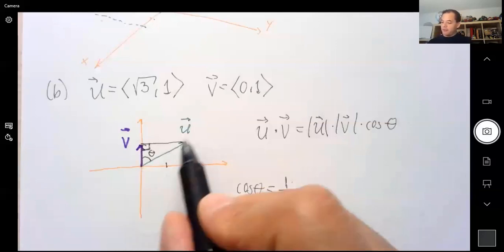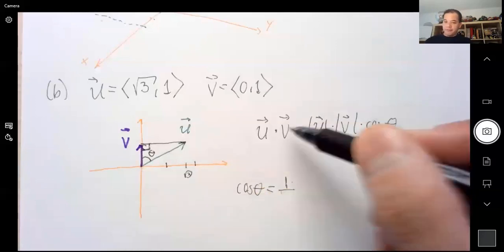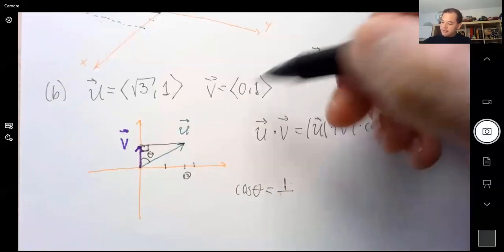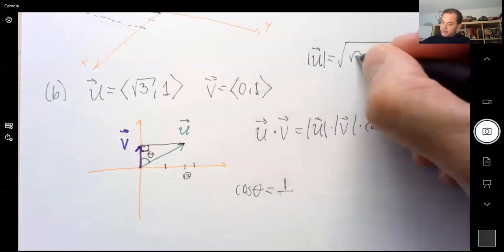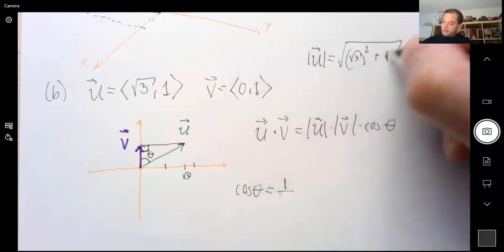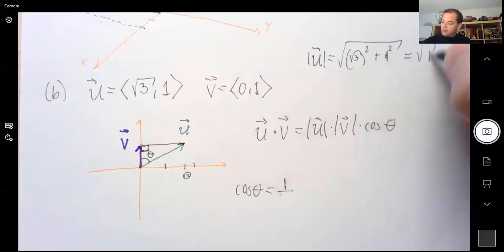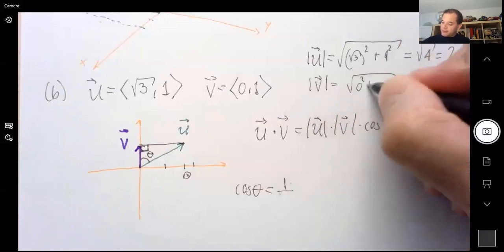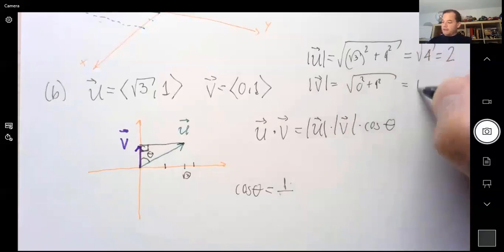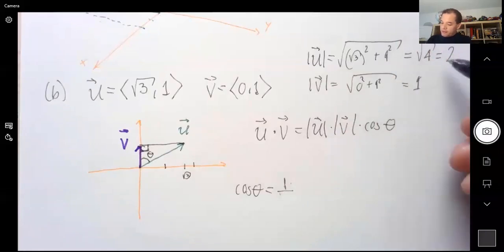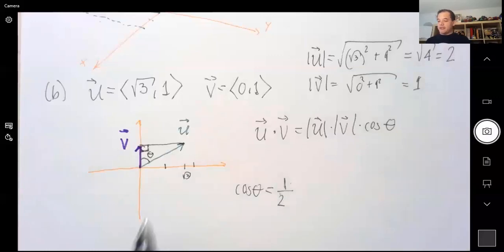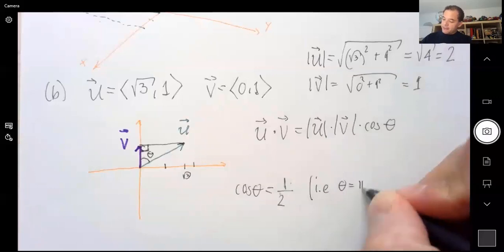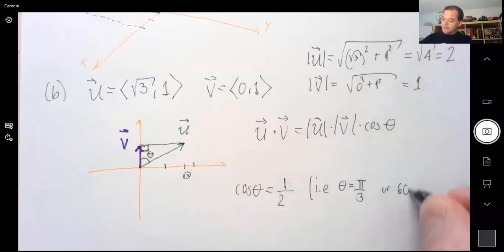And what is the magnitude of u? We should calculate them, since we're going to need them anyway. So let's do it here. The magnitude of u, that's easy. That's root 3 squared plus 1 squared, which is the square root of 4. So that's 2. The magnitude of v is 0 squared plus 1 squared, so that's 1. So they have magnitudes 2 and 1. So this cosine is 1/2, and this angle is actually 60 degrees, right? Pi over 3, or 60 degrees.